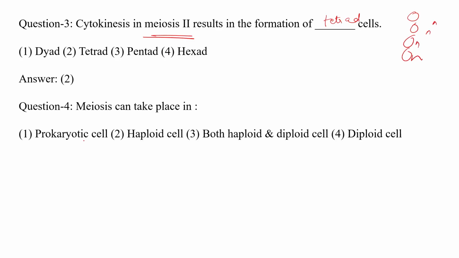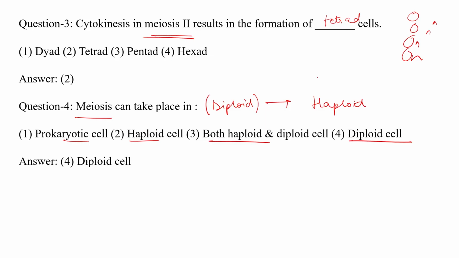The next is, meiosis can take place in prokaryotic cells, haploid cells, both haploid and diploid cells, or in diploid cells. So we know that meiosis is a reductional division and it takes place in the diploid cell, where it leads to the conversion to haploid cells.